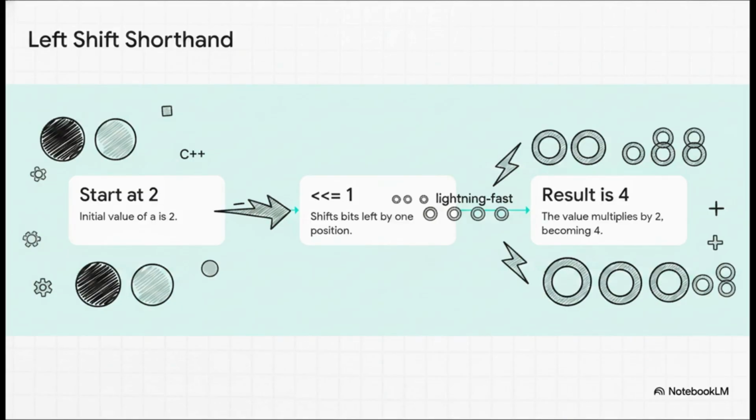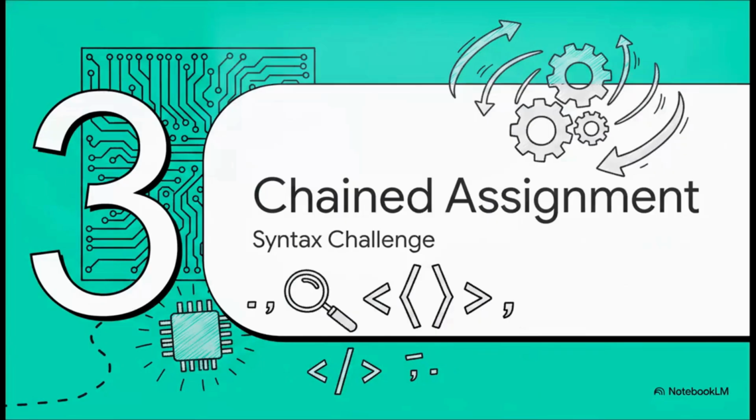Oh, and here's a quick pro tip. Using the right shift shorthand does the exact opposite, cleanly dividing your value by 2 at lightning speed. Pretty cool, right? Okay, let's hit Section 3, the chained assignment challenge, where we're going to test your syntax knowledge.